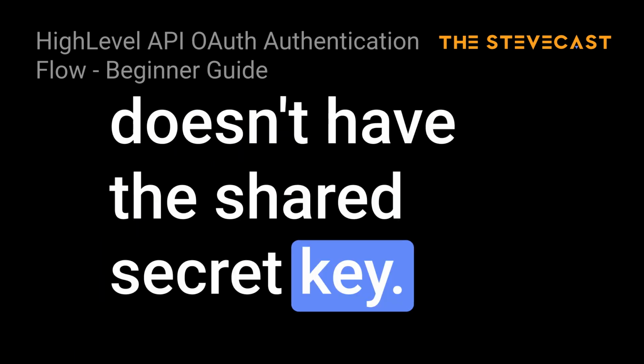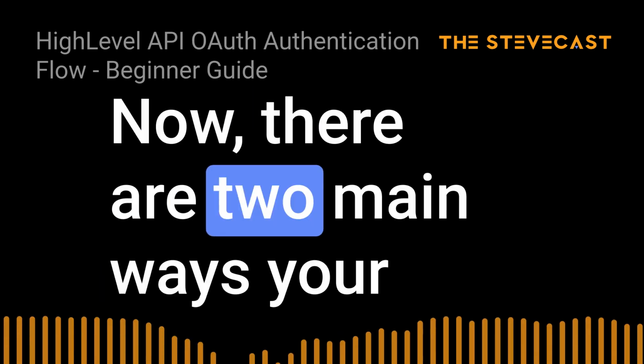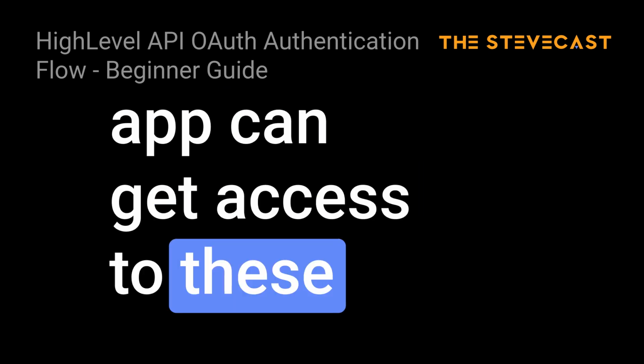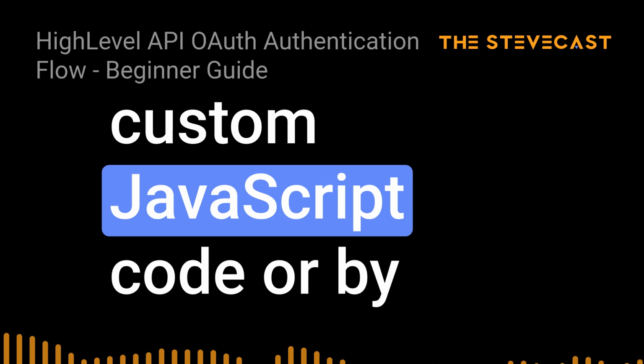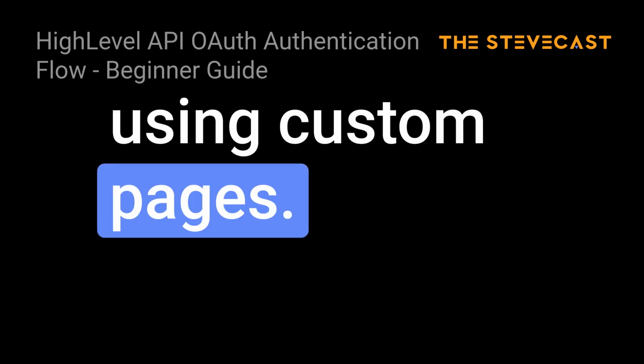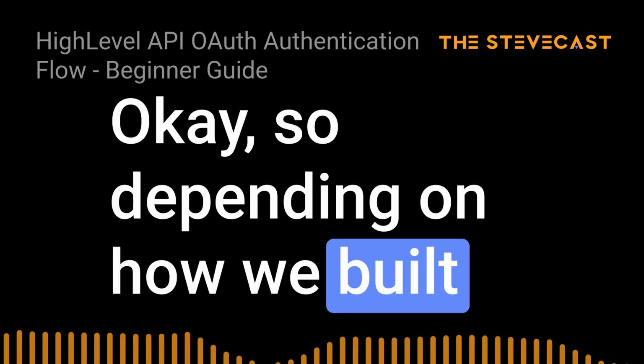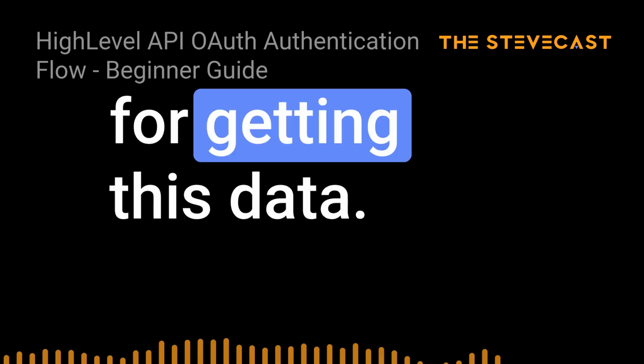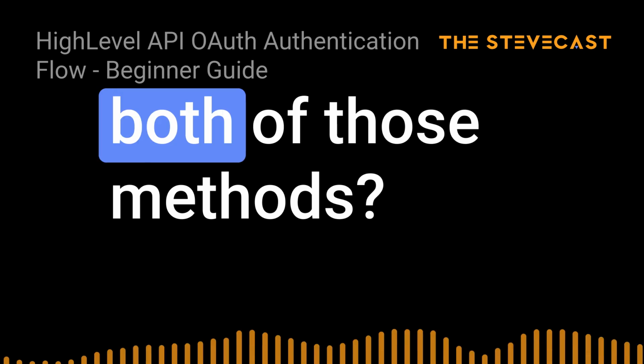shared secret key. Now, there are two main ways your app can get access to these encrypted tokens, through custom JavaScript code or by using custom pages. Okay, so depending on how we built our app, we have different options for getting this data. Can you walk us through both of those methods?